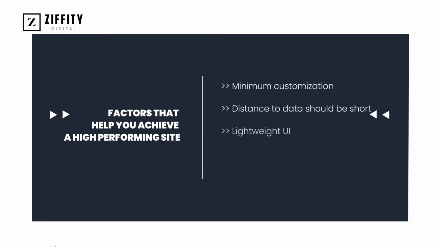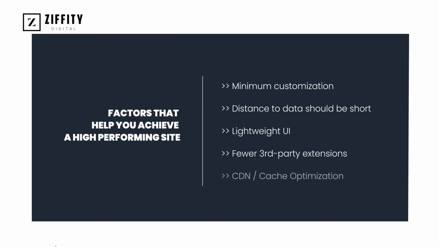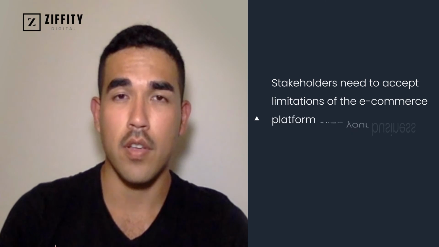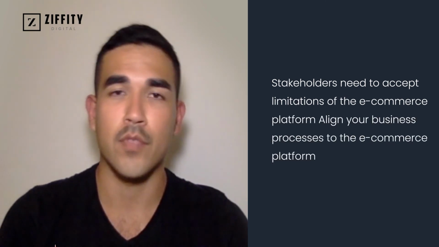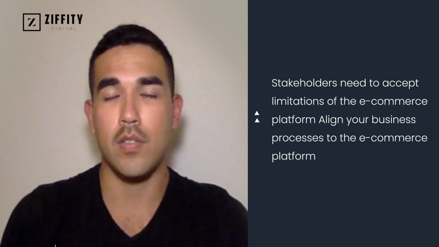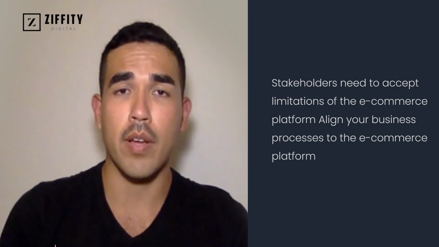Keep your user interface lightweight. Don't clutter up pages with unnecessary elements. Try to keep the number of third-party extensions to a minimum. Optimize your caching technique. It's important that your stakeholders accept the limitations of your e-commerce platform, as well as the limitations of any other system that it's integrated with. That way you can be smart in expanding your site with custom functionality without impacting performance. You should really be aligning your business processes with the e-com platform and not the other way around.